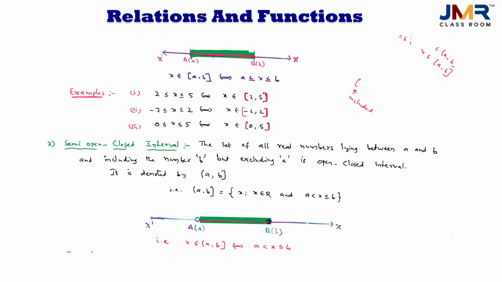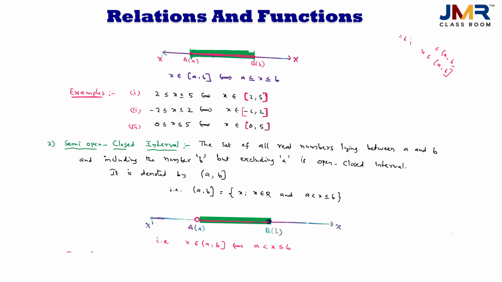This bracket means that particular value is excluded. Only the values in between are included. Right? This is all about closed and closed. Now the third one, semi-open and closed interval. So left side open but right side closed. Same meaning. If you understand properly about the two intervals, then this one you can easily understand.